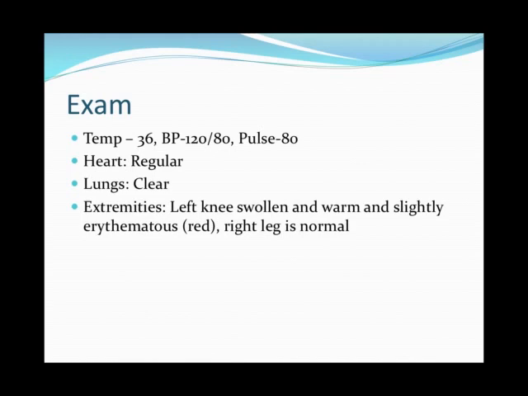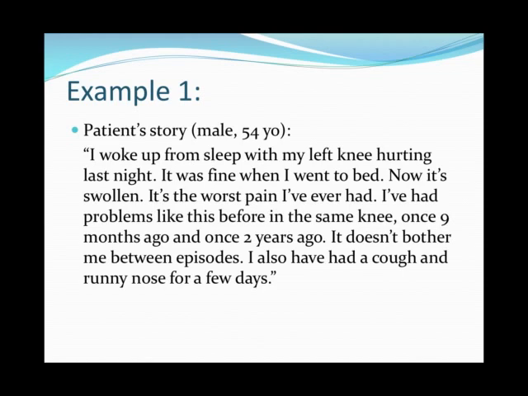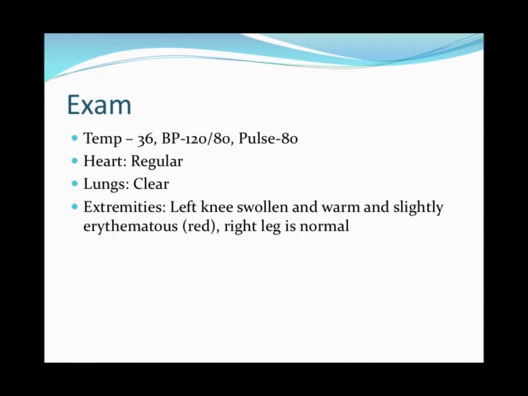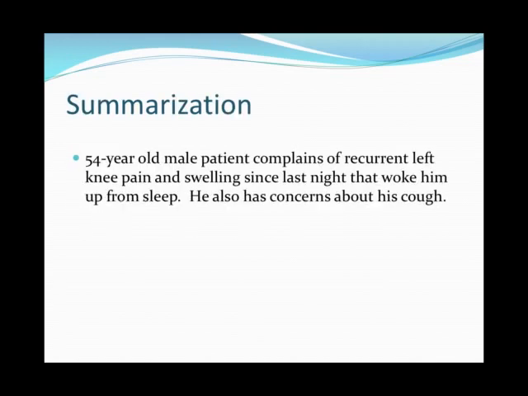So if we look at his exam, he's afebrile, blood pressure and pulse are okay, his heart and lungs are clear. When we look at his extremities, we see that his left knee is swollen, and it's warm, and it's slightly red or erythematous, and then the right leg is normal. So if we were to summarize this patient, how would you summarize it? If you were going to tell someone about this patient in one sentence, what would you say? This is what I came up with.